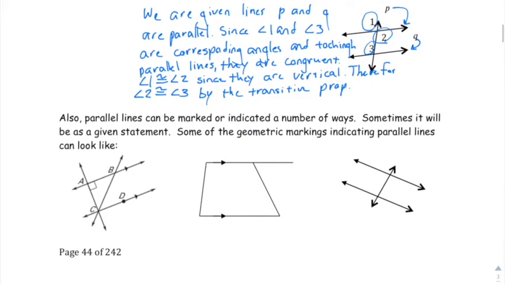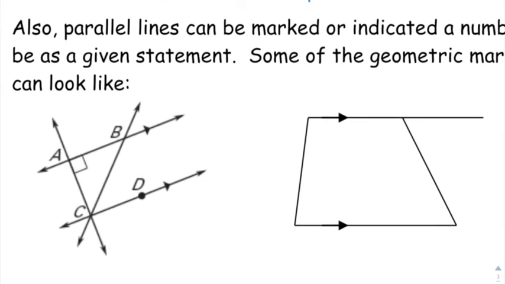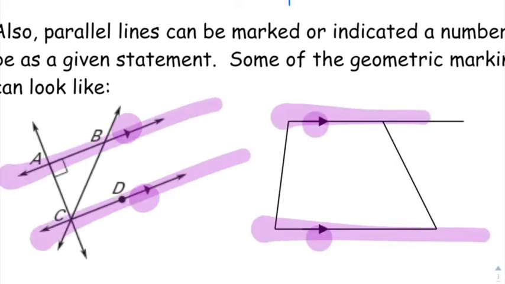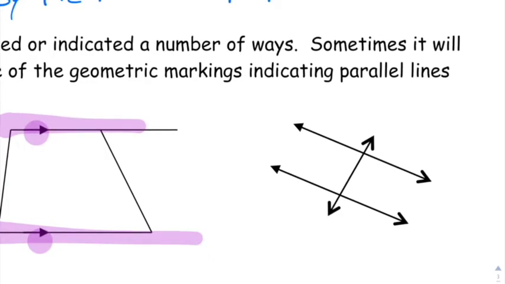Okay. Also, parallel lines can be marked in a number of ways. Sometimes it'll be given as a statement. Some of the geometric markings indicated by parallel lines can look like this right here. And as I said, it's a little filled in triangle on the lines. That means that these two lines will be parallel, or these two lines will be parallel. Or this one right here, there's the two markings there, so these two lines are parallel.